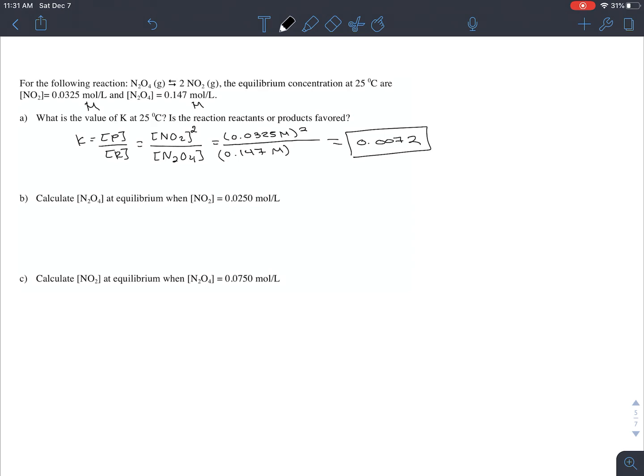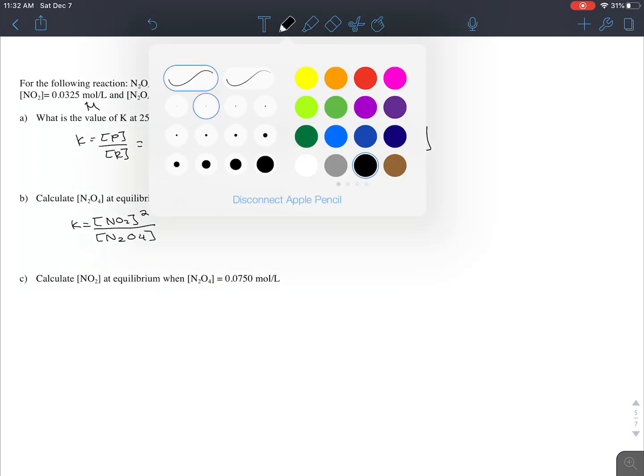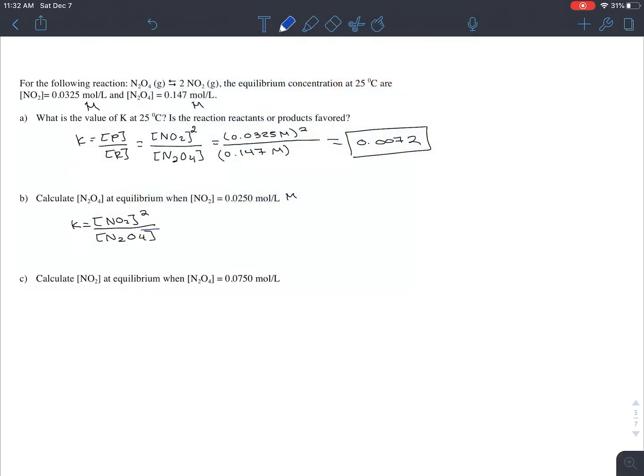Perfect. Then it says calculate dinitrogen tetroxide at equilibrium when nitrogen dioxide is 0.0250 mole over liter. Again, that's just like molarity. So I write out my K expression again. I have K is equal to nitrogen dioxide squared over dinitrogen tetroxide. What am I looking for this time? Dinitrogen tetroxide. That's what I want. I have K because I solved for it in part A, and I have nitrogen dioxide.